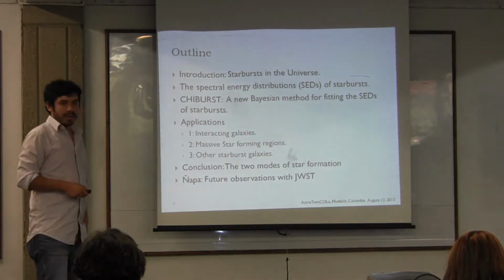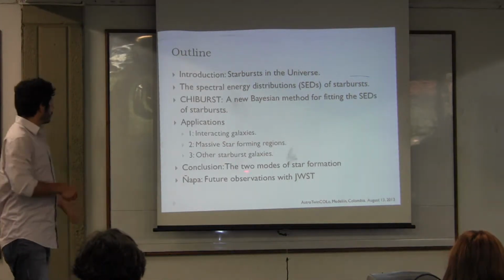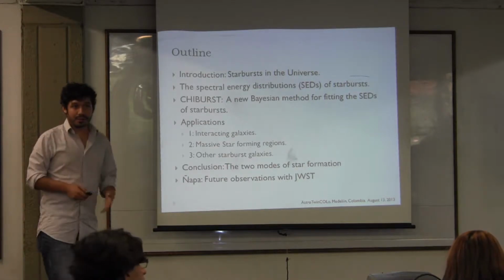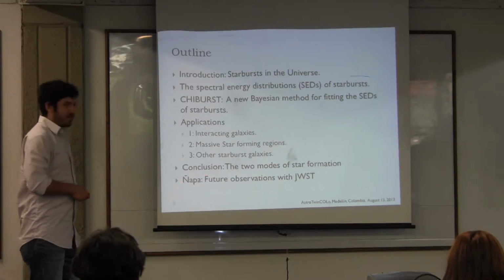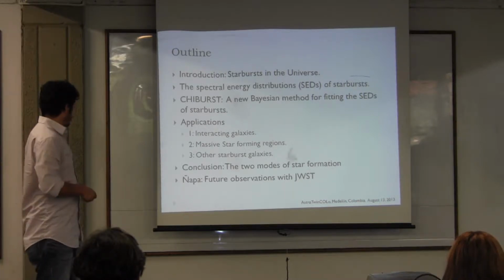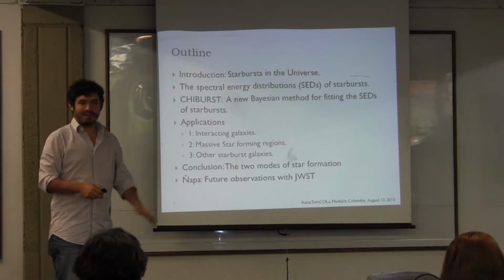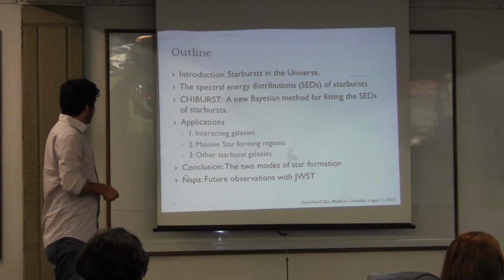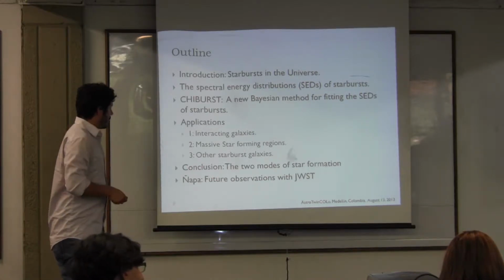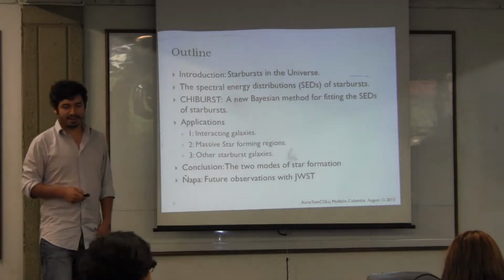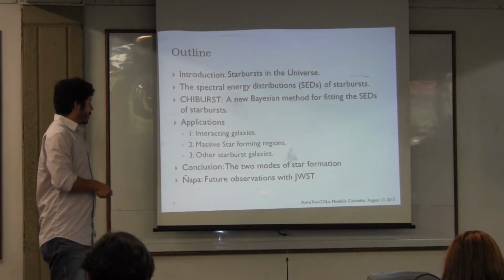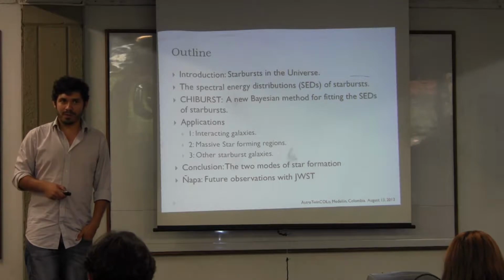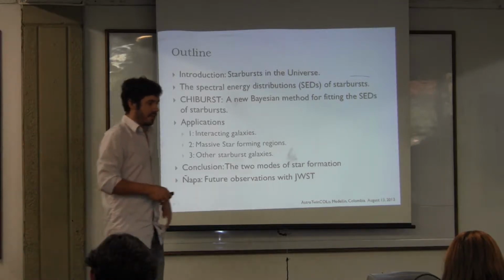I will try to put all that together into a conclusion about two different modes of star formation in the universe. And of course, we will have what we call a nyama, which is just a little bit of extra information about future observations with JWST. This is only because I had the pleasure to work together with Bernard also in the calibration of one of the instruments for the James Webb Space Telescope, and I will tell you a little bit about that.